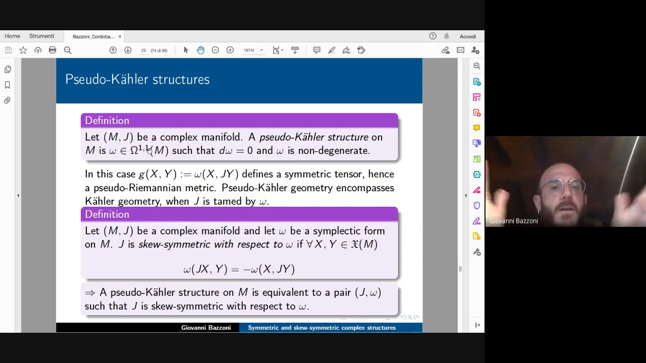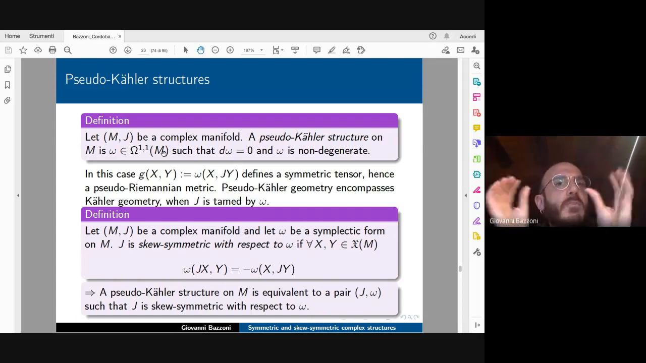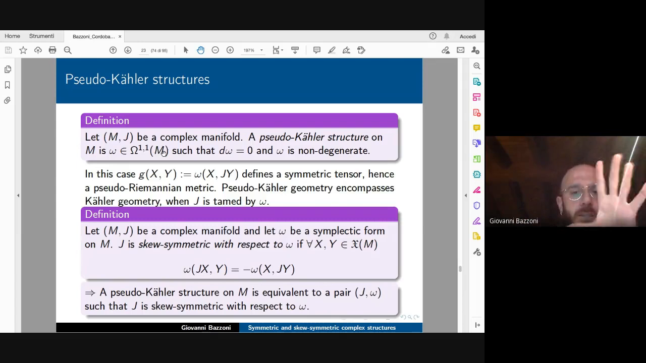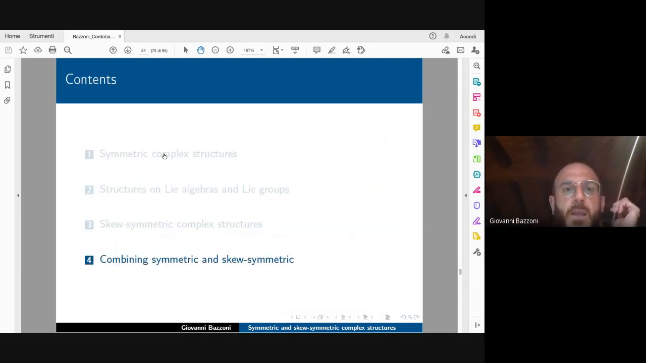Okay, so we have these two cases, because the complexification of the space of two-forms splits as omega 2,0 plus omega 1,1 plus omega 0,2, which is conjugate to omega 2,0. So basically, either you're symmetric or you're skew-symmetric or you're mixed. But the pure classes are in some sense symmetric and skew-symmetric. This is what makes the whole story nice to me, at least.